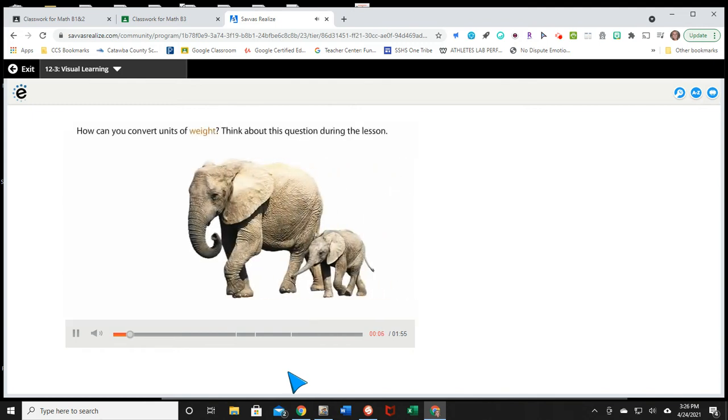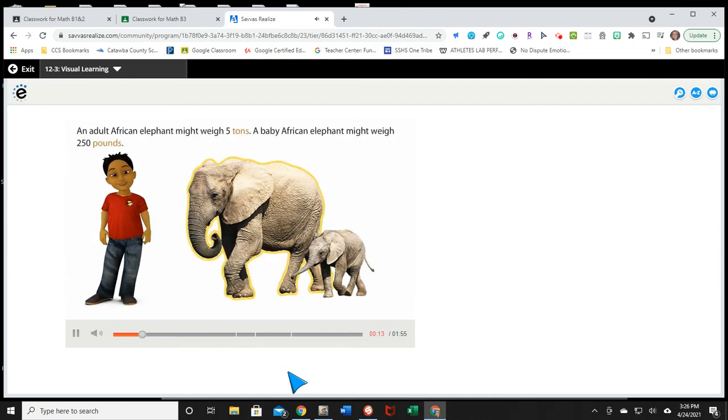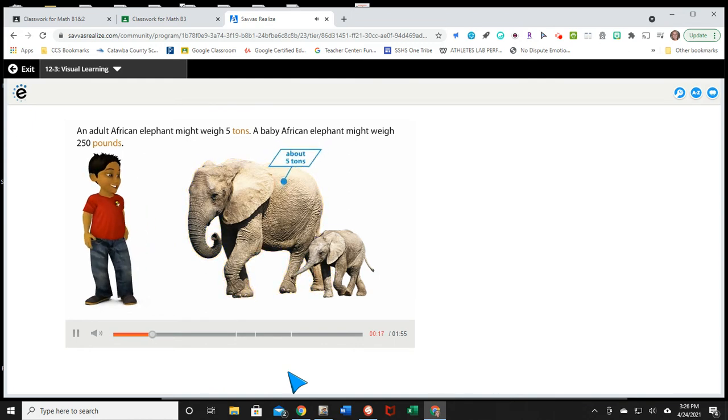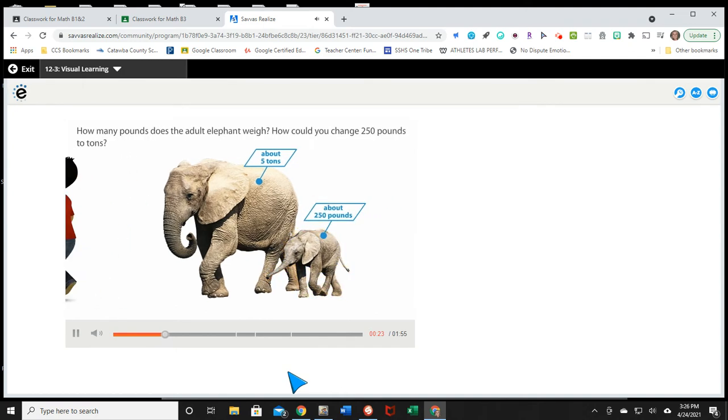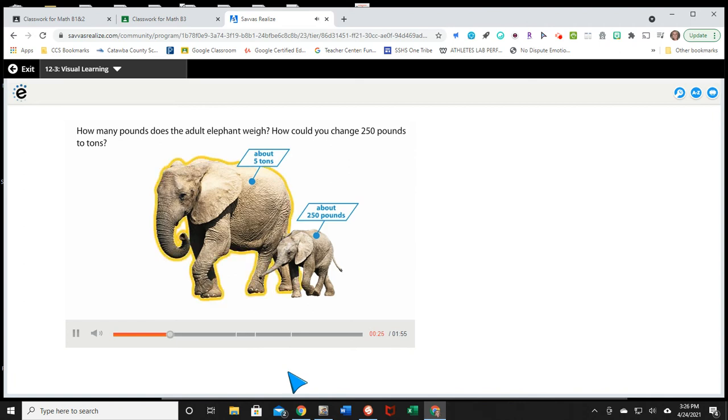How can you convert units of weight? Think about this question during the lesson. An adult African elephant might weigh 5 tons. A baby African elephant might weigh 250 pounds. How many pounds does the adult elephant weigh? How could you change 250 pounds to tons? Which is heavier, 250 pounds or 5 tons?